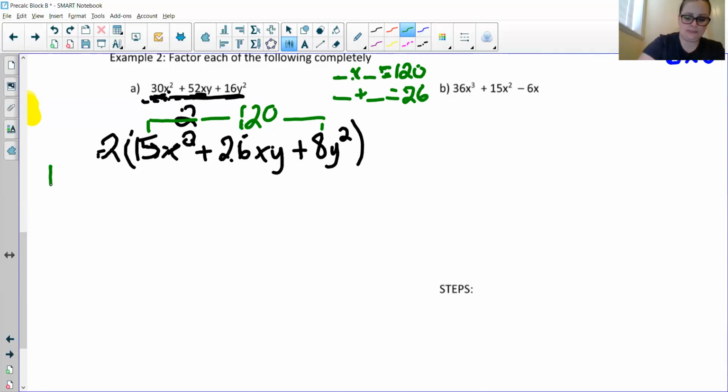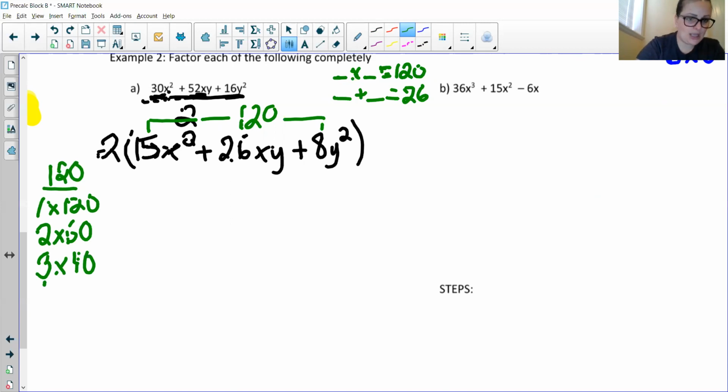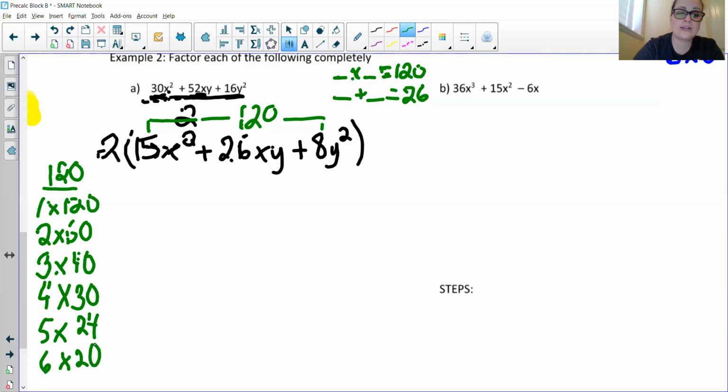If you're not quite sure what that is, take 120 and write out every single factor pair for it if you need to. So 1 times 120 is 120. And 2 times 60 is 120. And 3 times 40 is 120. And 4 times 30 is 120. And 5 times 24 is 120. And 6 times 20 is 120. And I'm going to stop there because 6 plus 20 is 26.